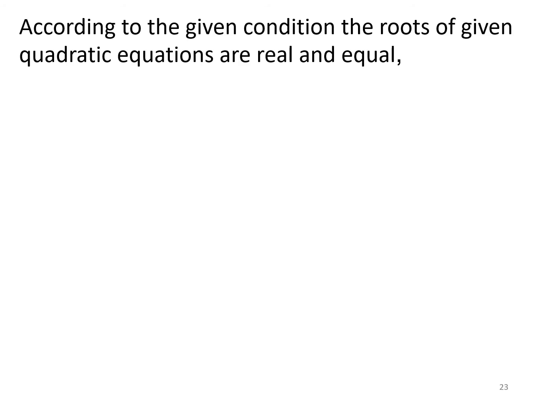They have mentioned that the condition is that the roots are real and equal. So when the value of b square minus 4ac is equal to 0, then the roots are real and equal. So according to the given condition, b square minus 4ac has to be equal to 0. But what is the value of b square minus 4ac we obtained? We have got it as 4k square minus 24k is equal to 0.